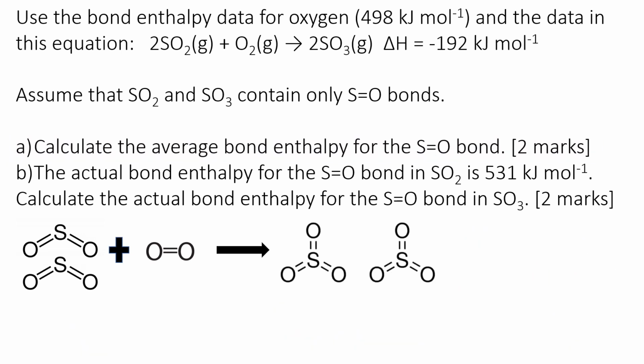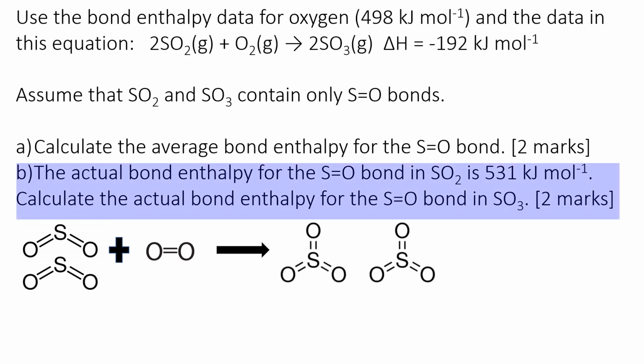So looking at the next one, it then says the actual bond enthalpy for the S double bond O bond in SO2. So remember the first part was talking about average bond enthalpy spread over those two molecules, SO2 and SO3. This time they tell you that the S double bond O bond in SO2 is 531, so there's 4 of them. So this changes the math slightly.